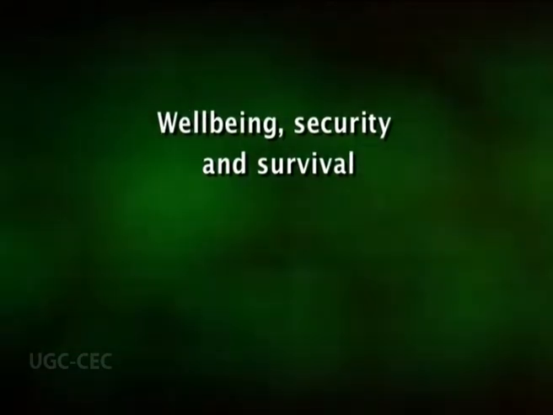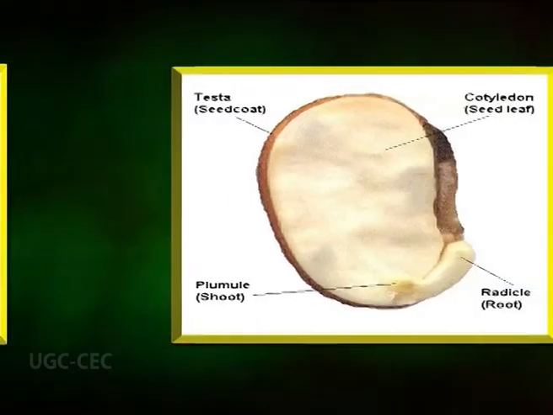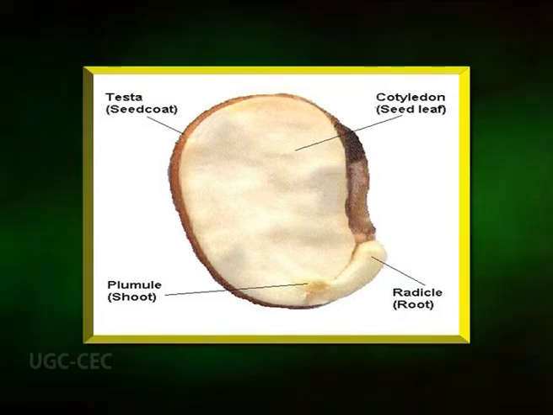Next is the embryo. Embryo lies inside the seed coat. Embryo by far is the most important part of the seed. Other structures exist to ensure its well-being, security and survival. Embryo is the miniature plant in actuality. It consists of embryonic root known as the radicle, embryonic shoot known as plumule, and one or two embryonic leaves known as cotyledons.